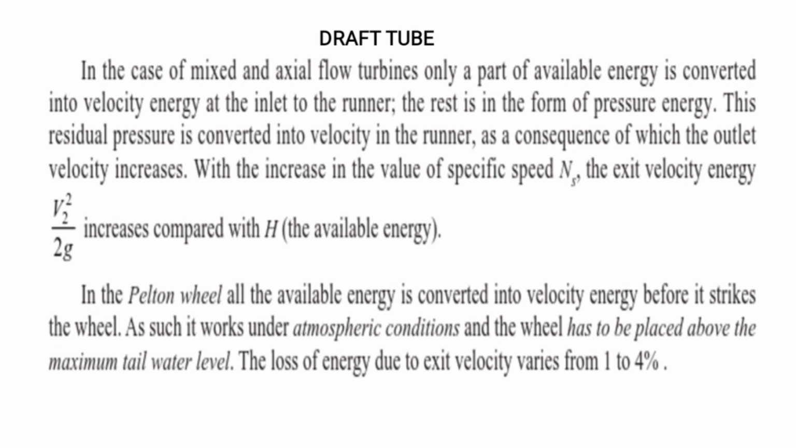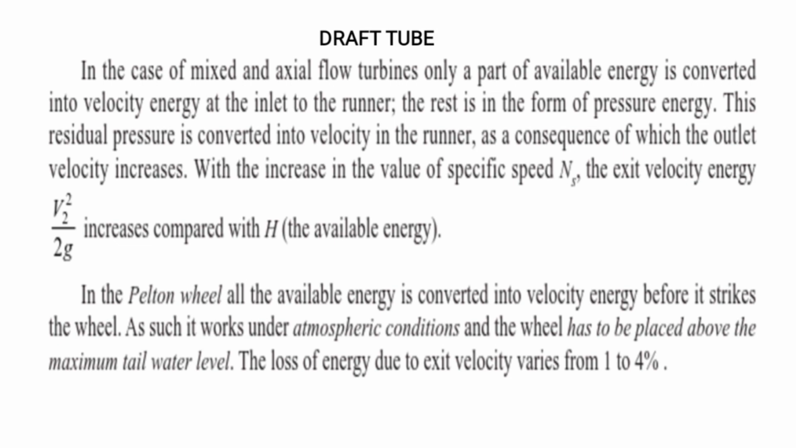This is the available energy. In the Pelton wheel, all the available energy is converted into velocity energy before it strikes the wheel. As such, it works under atmospheric condition and the wheel has to be placed above the maximum tailwater level. The loss of energy due to exit velocity varies from 1 to 4%.